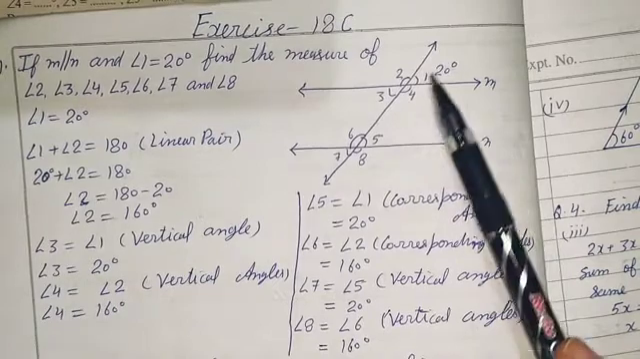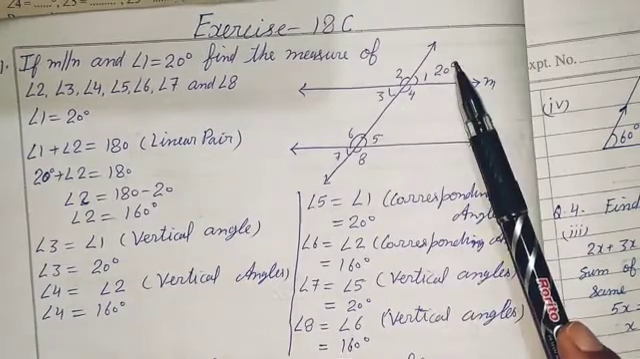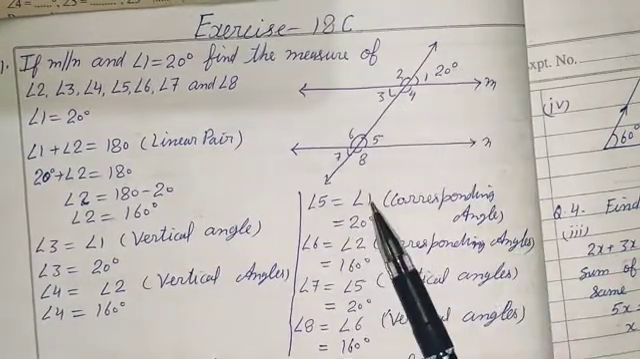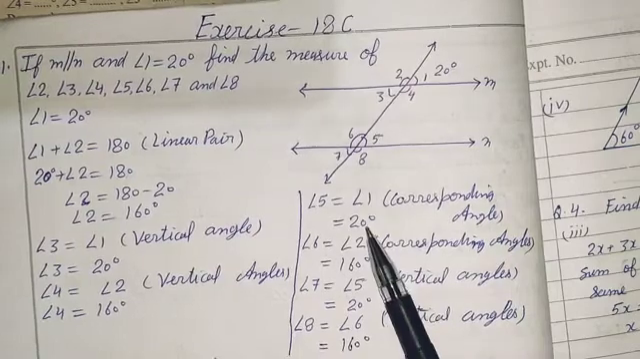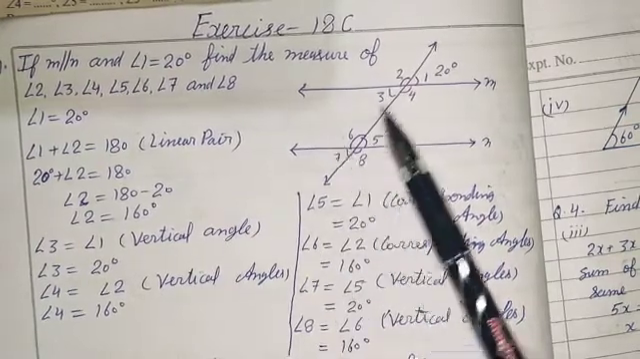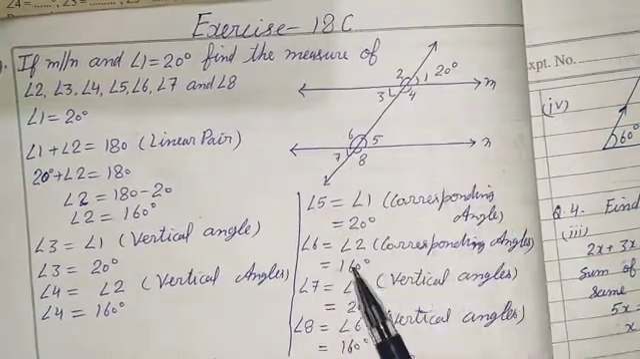Now angle 5 and angle 1 are equal to each other because they are corresponding angles. So angle 5 equals angle 1 because of corresponding angles, and it is equal to 20 degrees. Similarly, angle 6 is the corresponding angle to angle 2, so it is 160 degrees.